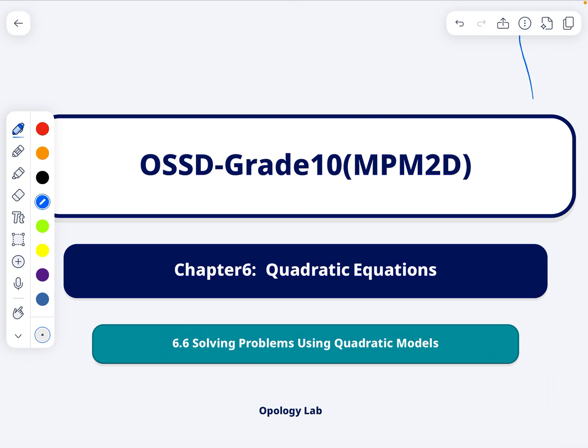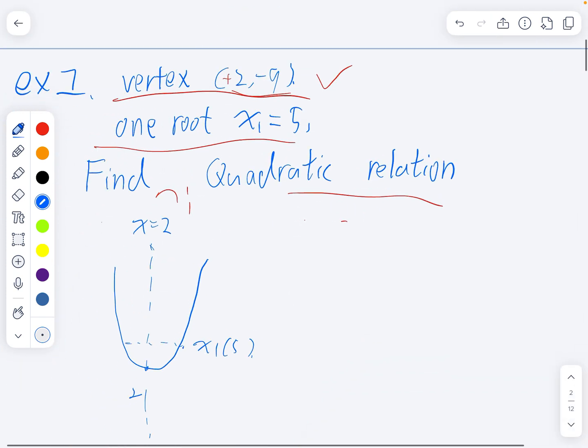This is the class OSSD Grade 10 Payment 2D, Chapter 6, Quadratic Equations, Section 6.6, Solving problems using quadratic models. So in this section, we're going to talk about how to solve some complicated questions that involve quadratic equations and relations. Let's see the first example.